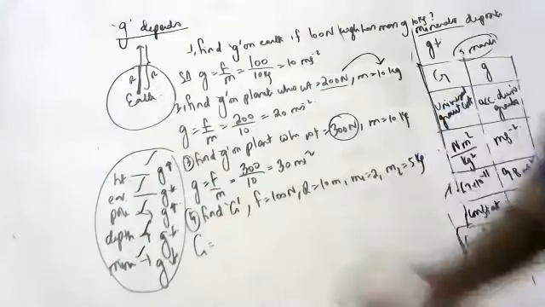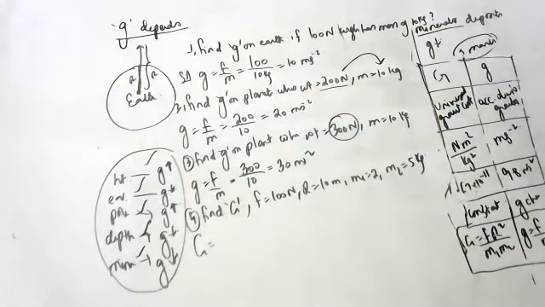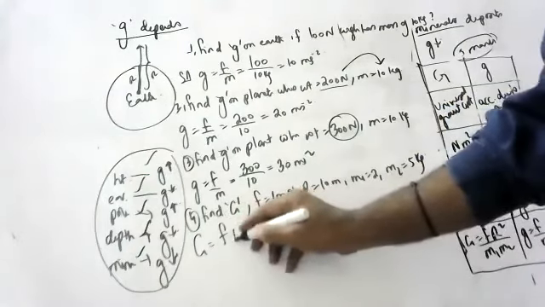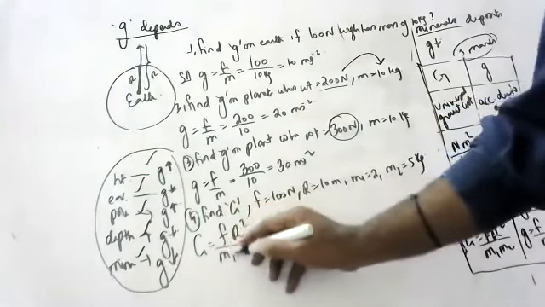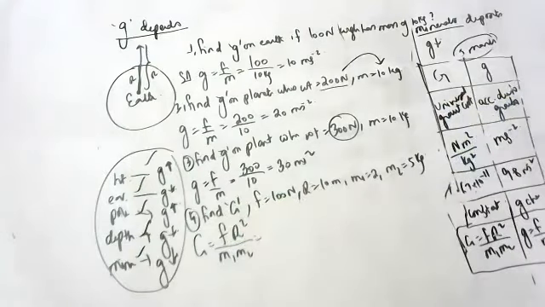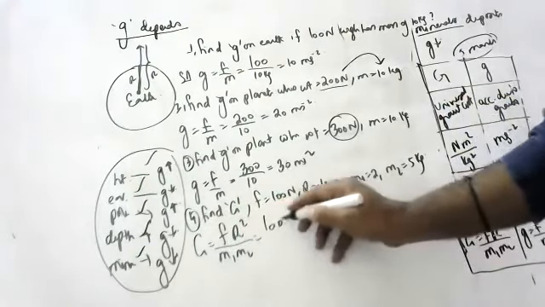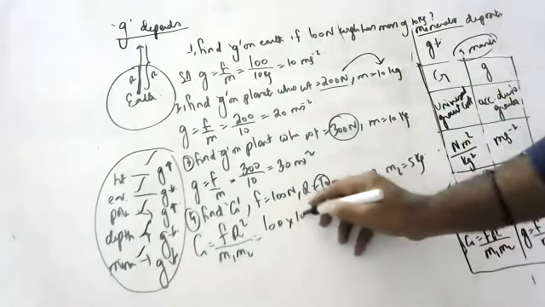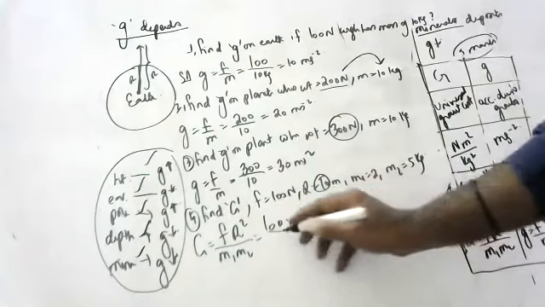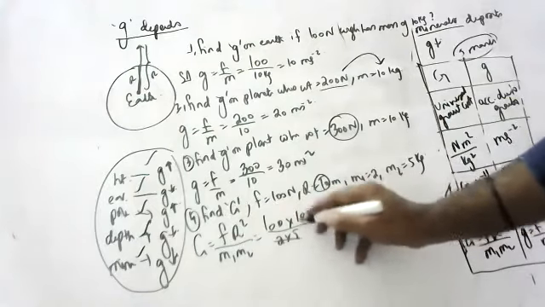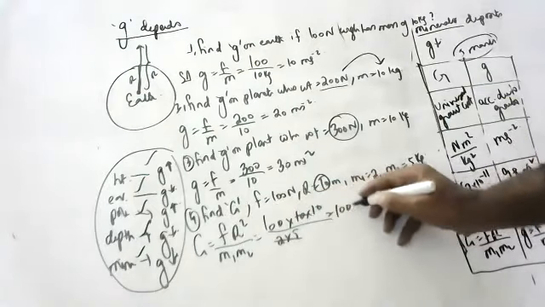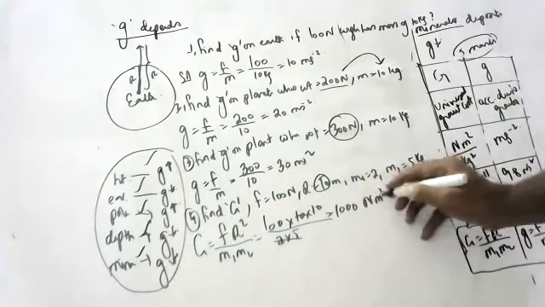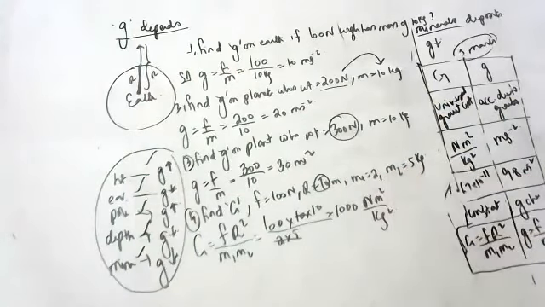Tanmay, can you tell? Yes, sir. G equals F into R square by M1 M2. G equals 100 by 2 into, sorry, 10 into 10 by 2 into 5. So 1000 Newton meter square per kg square.